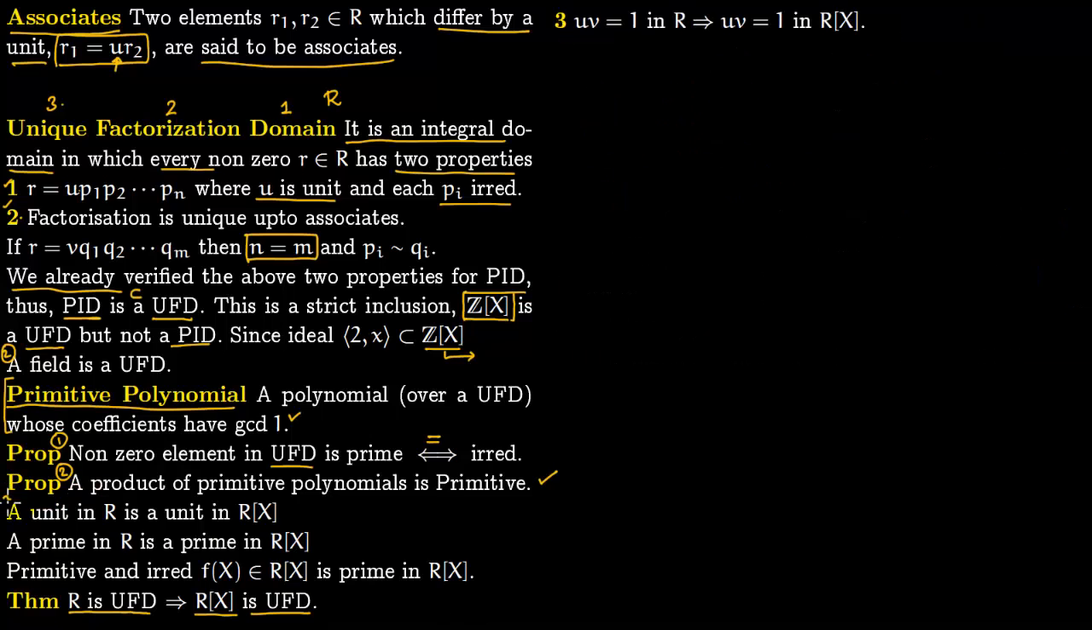So number 3 we want to prove is that if you have a unit in R, this will also be a unit in R of x. So say you start with u as a unit in R. So if u is a unit in R, then obviously there exists another v in R such that uv is 1 in R. But then this uv will also be 1 in R of x. So you still have u as a unit.